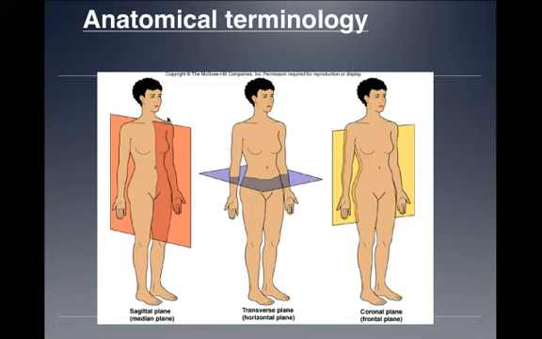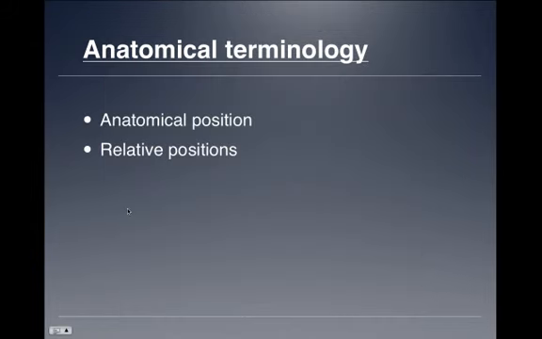So this position here, again, head facing forward, palms facing forward, in a standing position would be anatomical position. And anytime we make a reference of one body part in comparison to another body part, we are always going to be doing it from anatomical position. So let's talk about some relative positions, again, one body part relative to another body part.